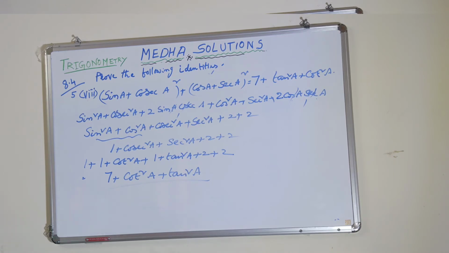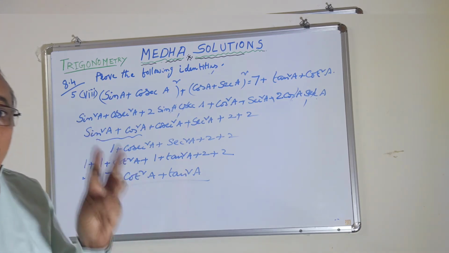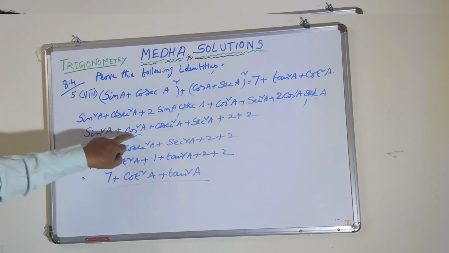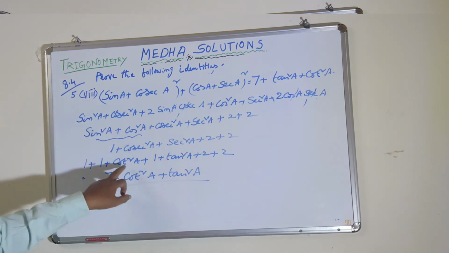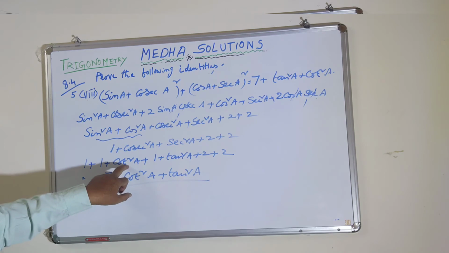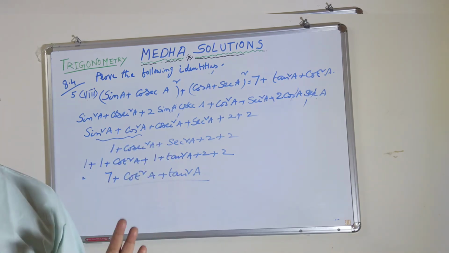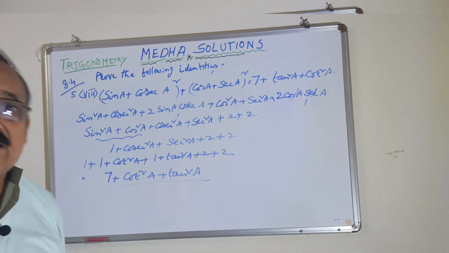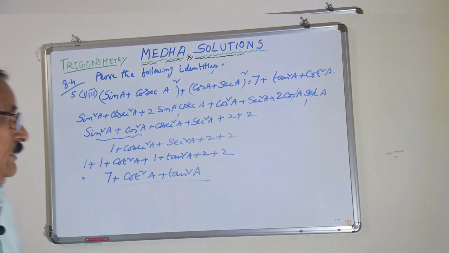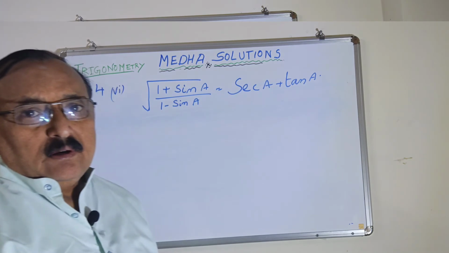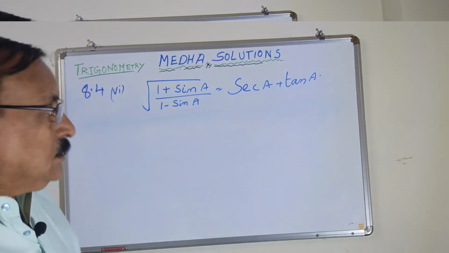So here an important point is that all three identities are used here. Here one identity, and here one identity, like cosec square A one identity, and sec square A also one identity. We have only three main identities. All three main identities are implemented in this sum. Understand? Right. Students, same exercise 8.4 in trigonometry, continuing.